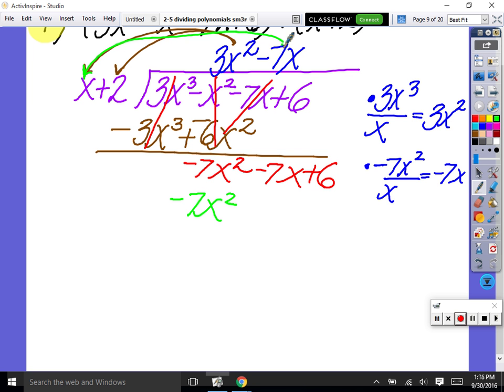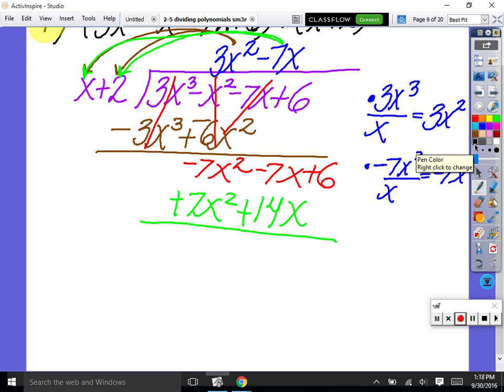Then negative 7x times positive 2 is negative 14x. We won't forget the very important step, which is change the sign, change the sign. Now we're going to add straight down. Those become 0. Oh, what does that become? 7x, and then we have plus 6.